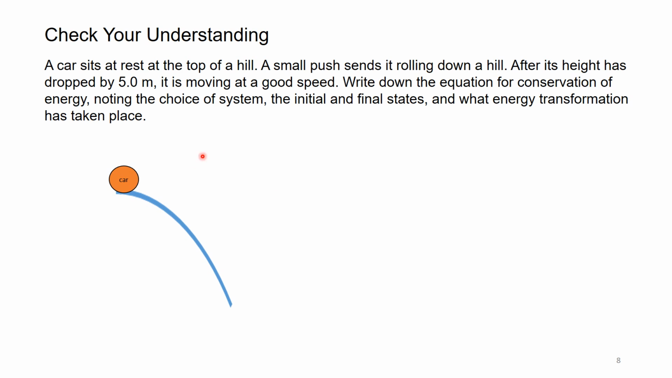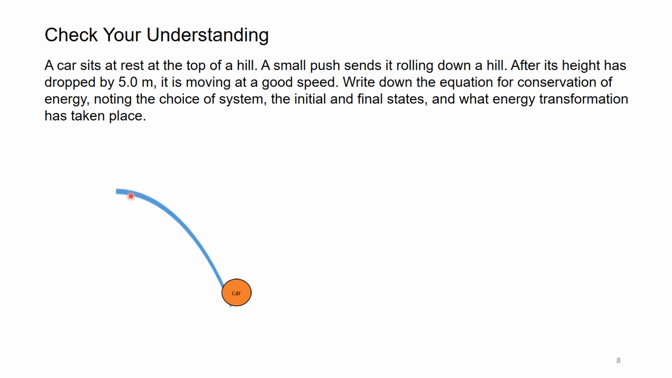So let's look at this example of the energy conservation of a car traveling downwards. Here the car is sitting at rest at the top of a hill, and then it's pushed. It's not running its engine, it's traveling on its own. So the car rolls down the hill by 5 meters, and it's moving at some speed when it travels downwards, like in this animation here. We are trying to figure out the equation of conservation of energy, and also note down the choice of system, the initial and final states, and what energy transformation takes place.